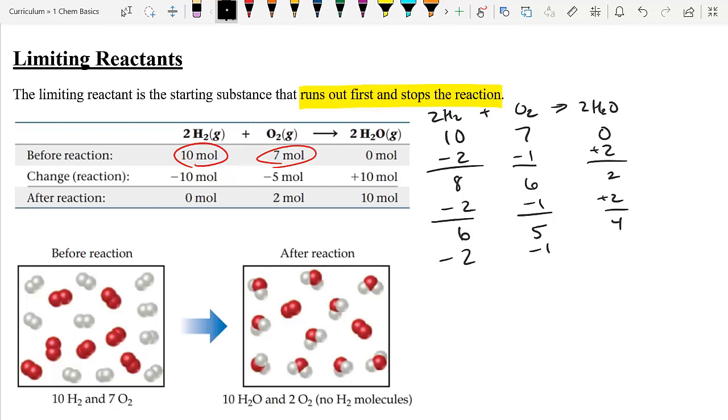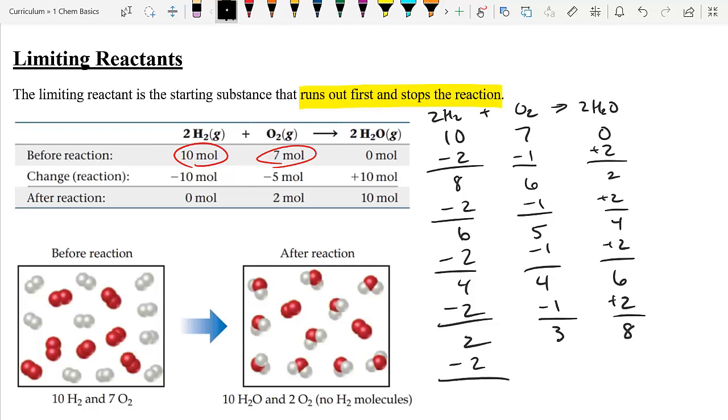Do it again. We're going to see that 6 minus 2 is 4, 5 minus 1 is 4, 4 plus 2 is 6. Keep doing it again. So just little by little, step by step, you can see we're going to eventually end up running out of something. And we find that it's going to be our hydrogen. You run out of hydrogen, you see that we have 2 moles of oxygen left. We see that it made a total of 10 moles. And that's what we see here as our after reaction amounts.